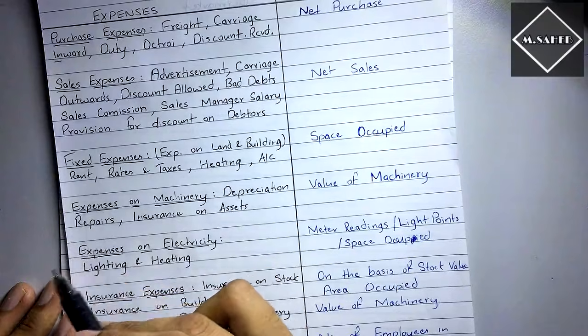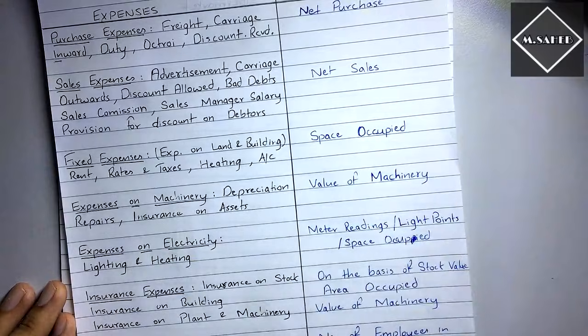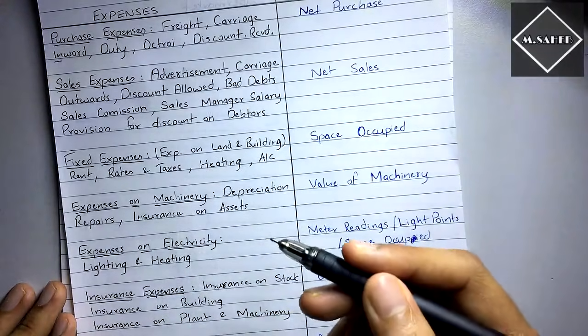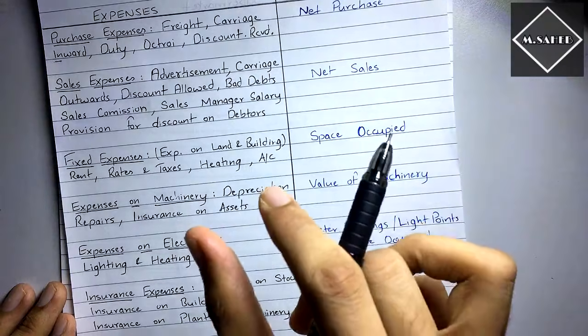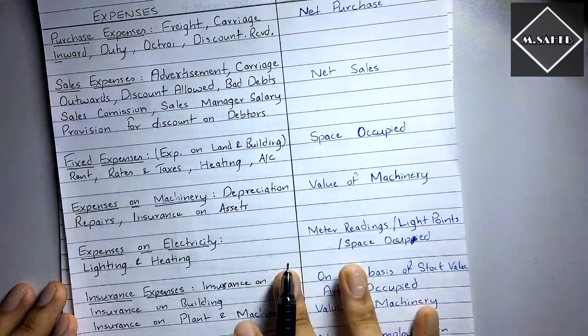Then repairs. Now there will be some repairs on machinery. The repairs also are distributed on the value of machinery held by each of the departments. Same with the insurance on assets, insurance on machines. If there is any insurance on machines, the premium is paid and one whole amount is given to you, then you have to distribute it. Simple, value of machineries.